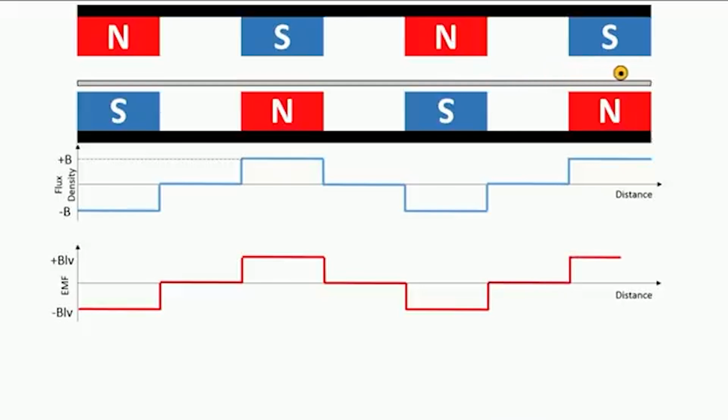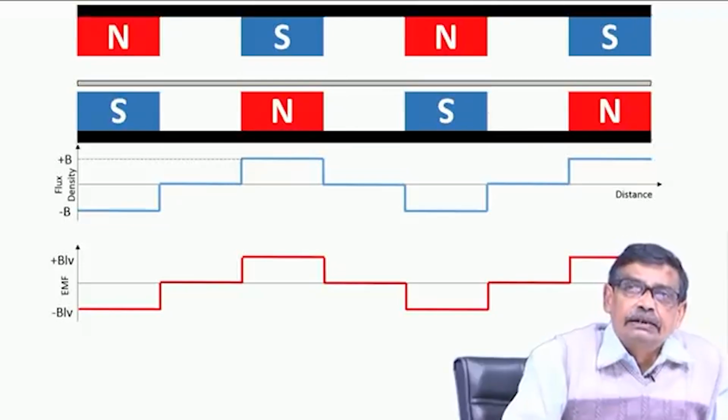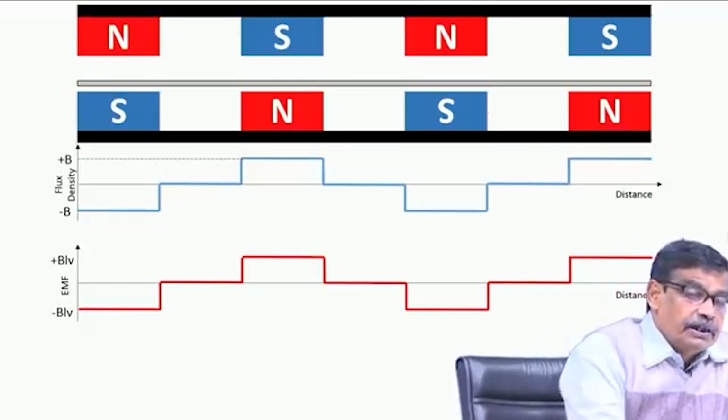The point to be noted is that the EMF generated in a single conductor follows the same pattern as that of B. Of course, the distance in the second curve can be changed to v t, where v is the velocity of the conductor. Suppose I am measuring the distance from the initial origin, then the x axis of the curve can be changed to v t, indicating that a time varying voltage will be induced.